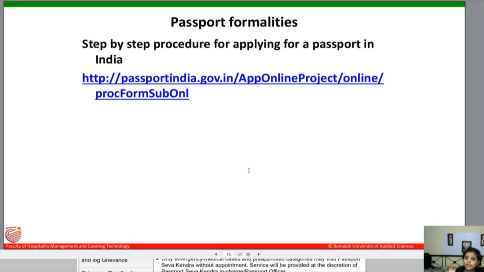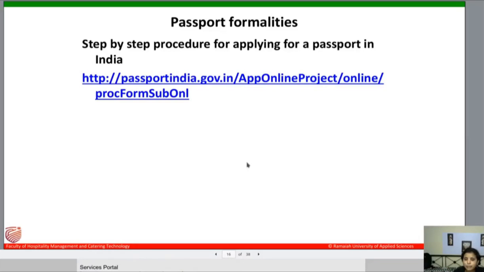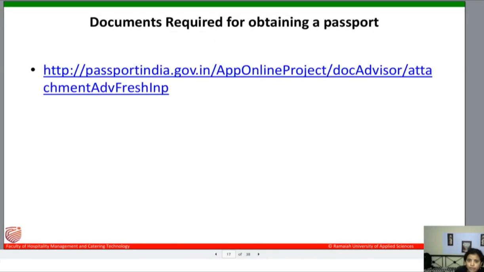Go with the various documents which are required for you to avail the passport. I will quickly let you know what the documents required are. And then after the documents have been verified, when you go and visit for the appointment and the documents are verified, you get the passport issued. So here we'll see what the various documents required are.